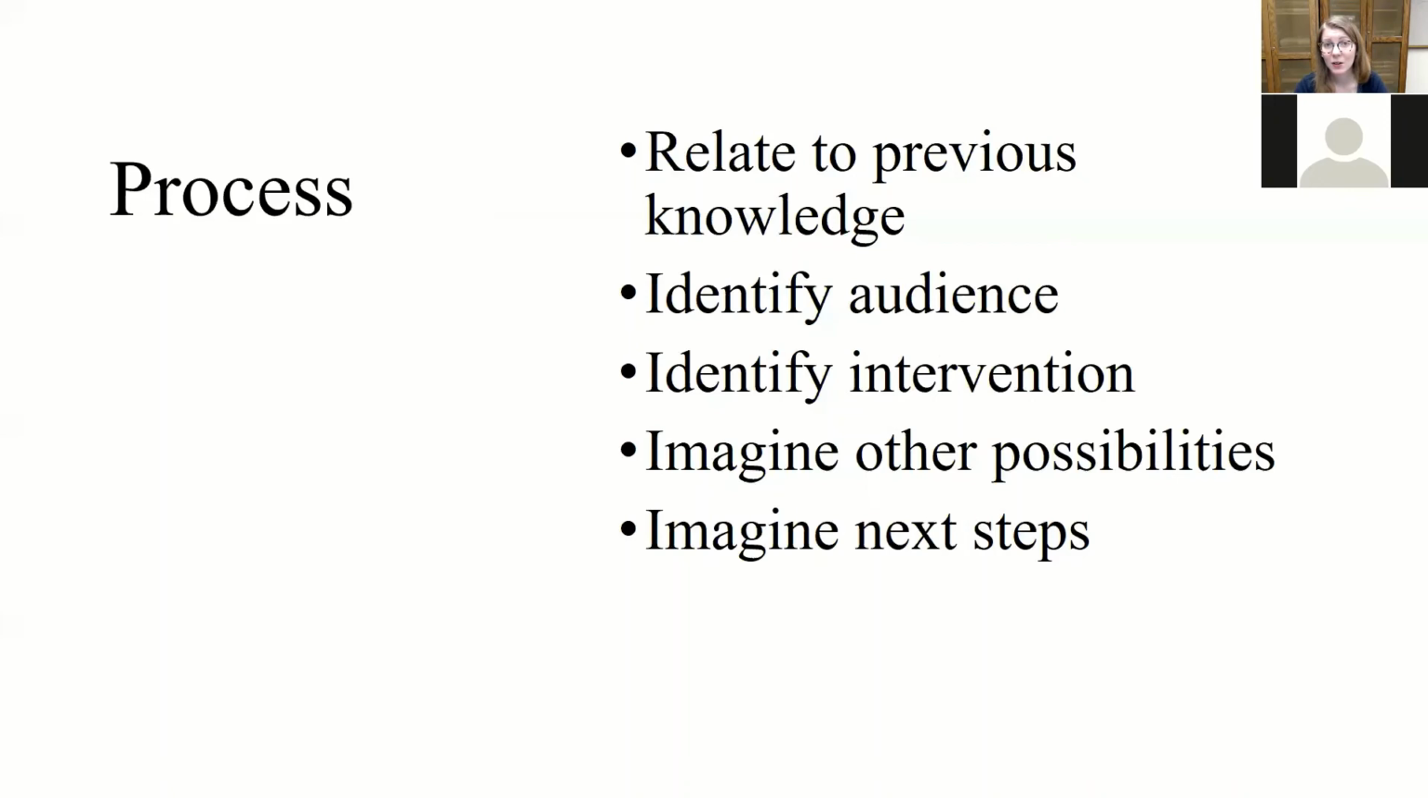Second, identify the audience that the author is writing to. Who are they trying to convince, and what types of evidence are compelling for that audience can help you understand how this argument is structured and why it is presented in the form that it is. And then identify the intervention that the author is making.